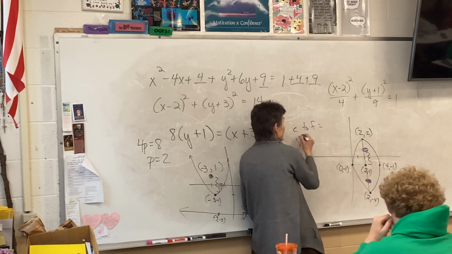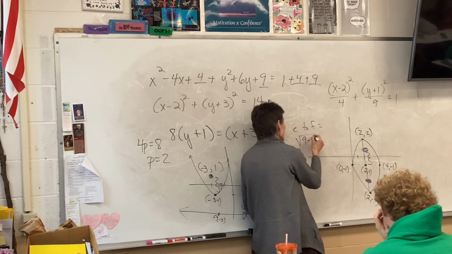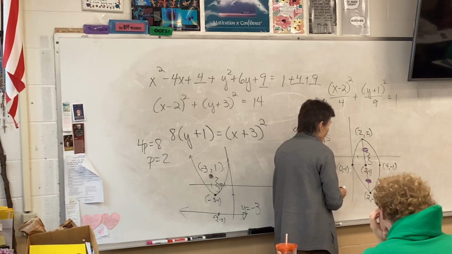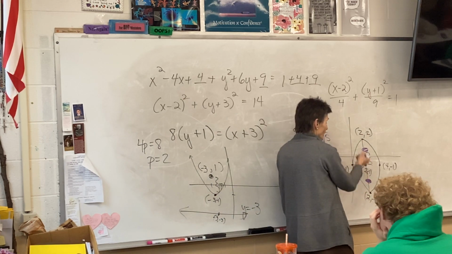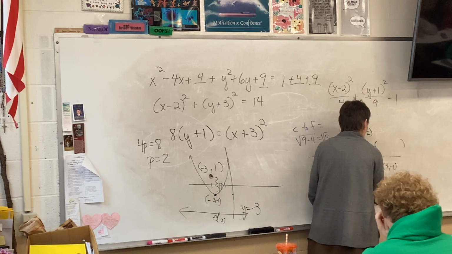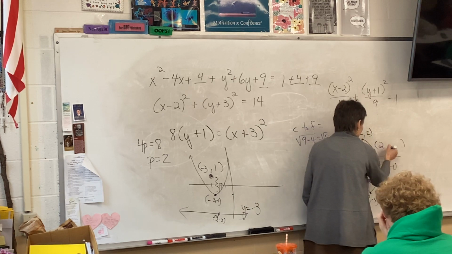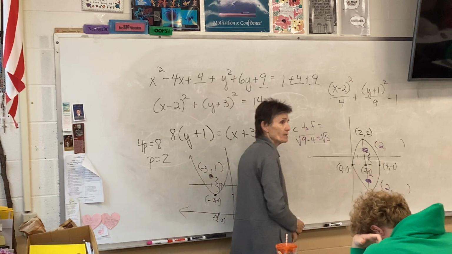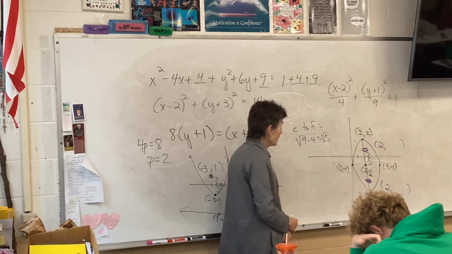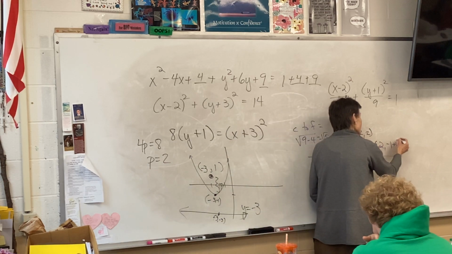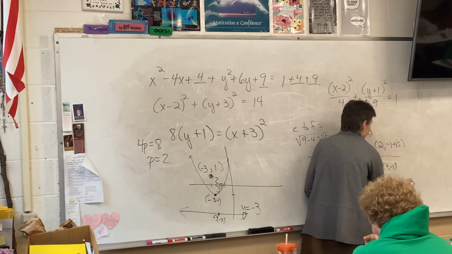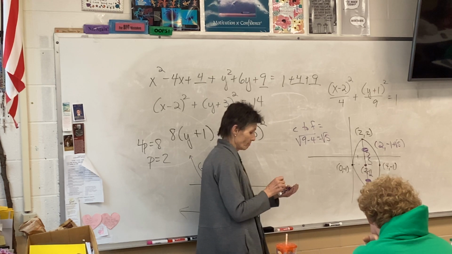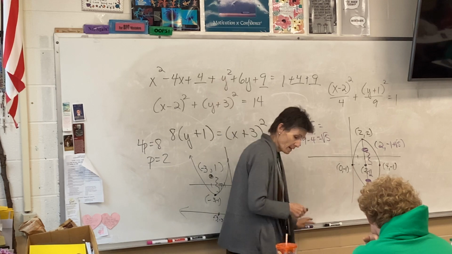And how do I find that in the ellipse? 9 minus 4. So it's going to be the square root of 5. So which way am I going? Up and down, which means my x will stay the same. So I'm going to take my starting y value, which is -1, and I am going to add root 5 and subtract root 5. Right?